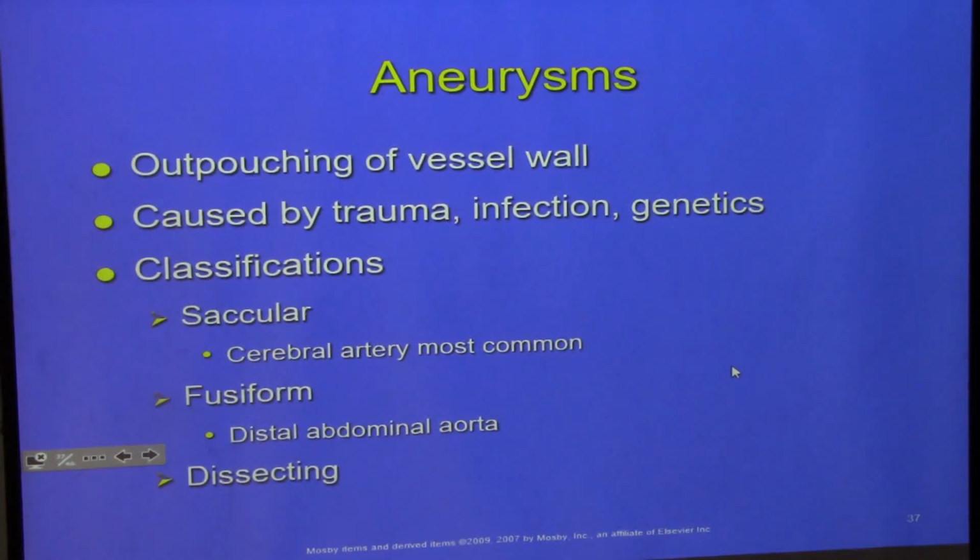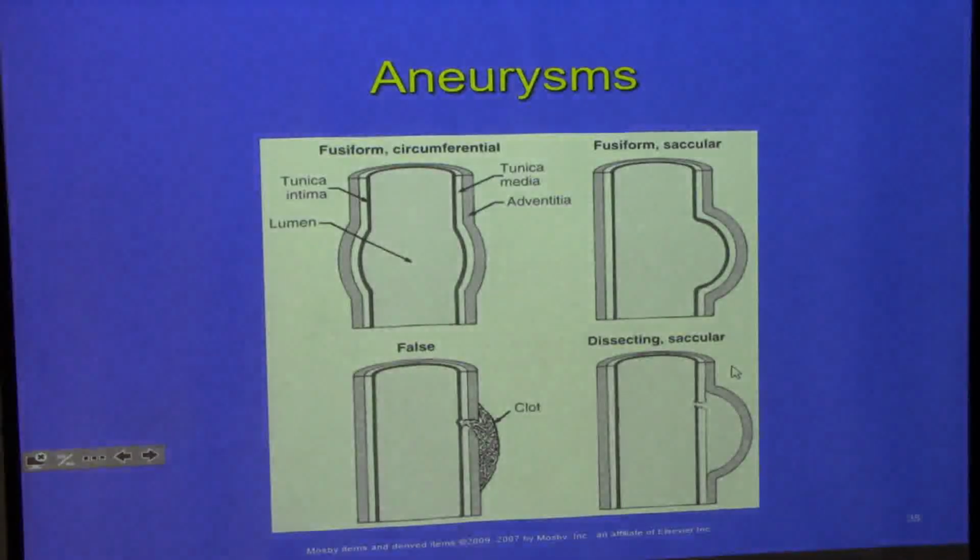In a dissecting aneurysm, the intima has been damaged, and so blood is starting to flow between the intima and the tunica media. And basically, if this doesn't get fixed, then it's just going to keep ripping because the pressure in your aorta is very high. And this is just a little picture of how these things work. Now, the fusiform, also called a circumferential aneurysm, this is just where the whole vessel is ballooned out. And this might not necessarily be an issue.